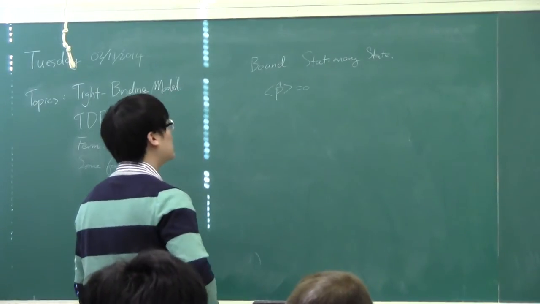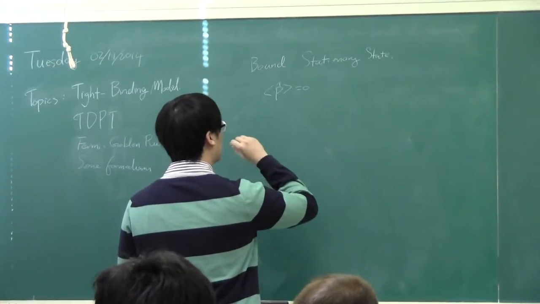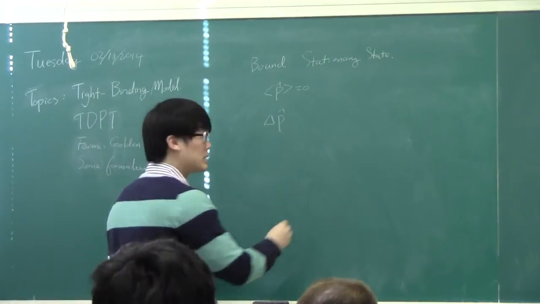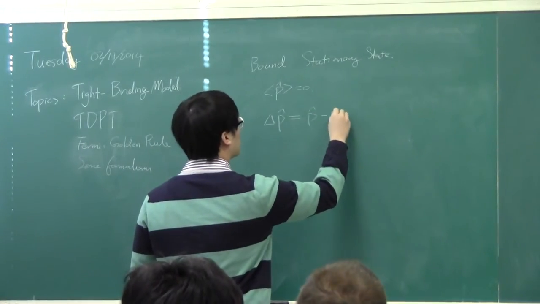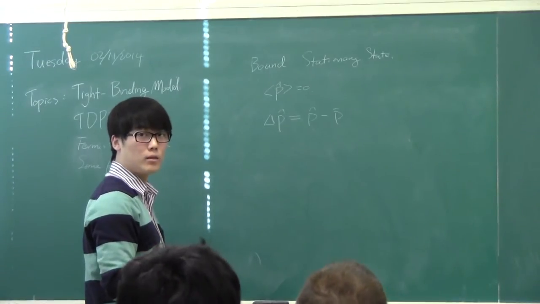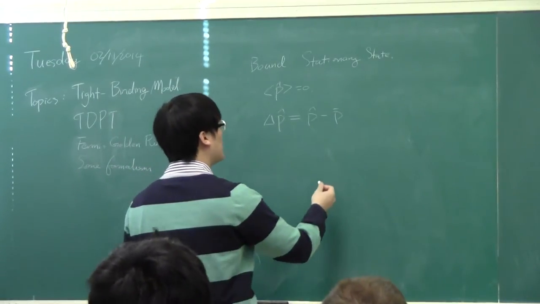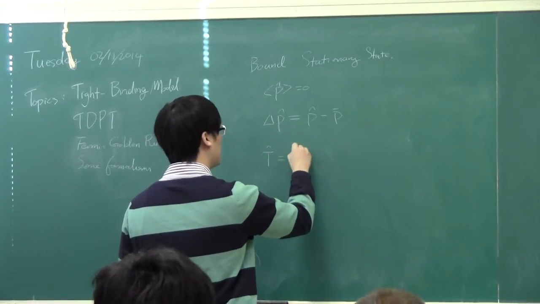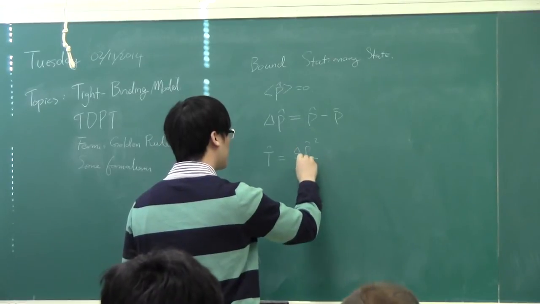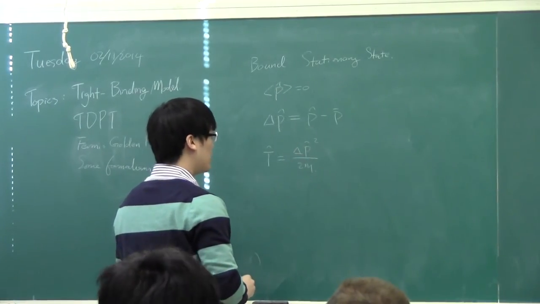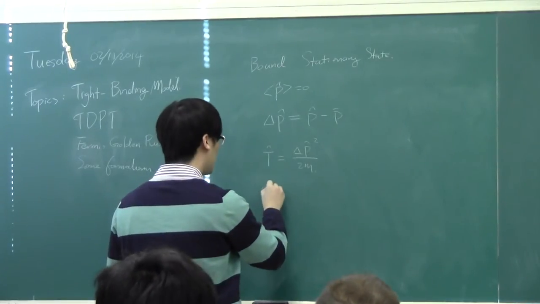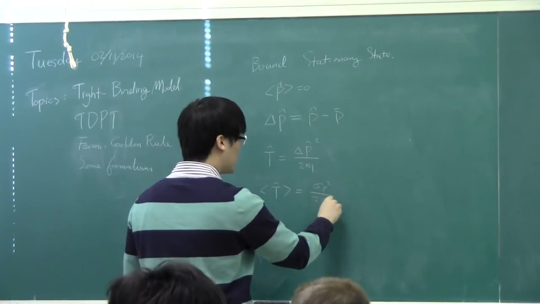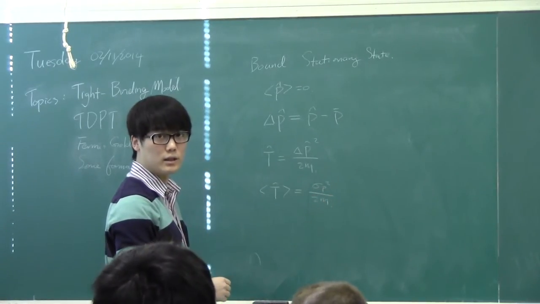But nevertheless, there is still a definition of the kinetic energy. And that could be defined by using the operator delta p that we defined in last week's lecture. This is given by the difference of p from its expectation value. But for a bound state, this is simply p. So the kinetic energy can be defined this way. And we know that the expectation of the kinetic energy is then the uncertainty in the momentum squared, divided by 2m.